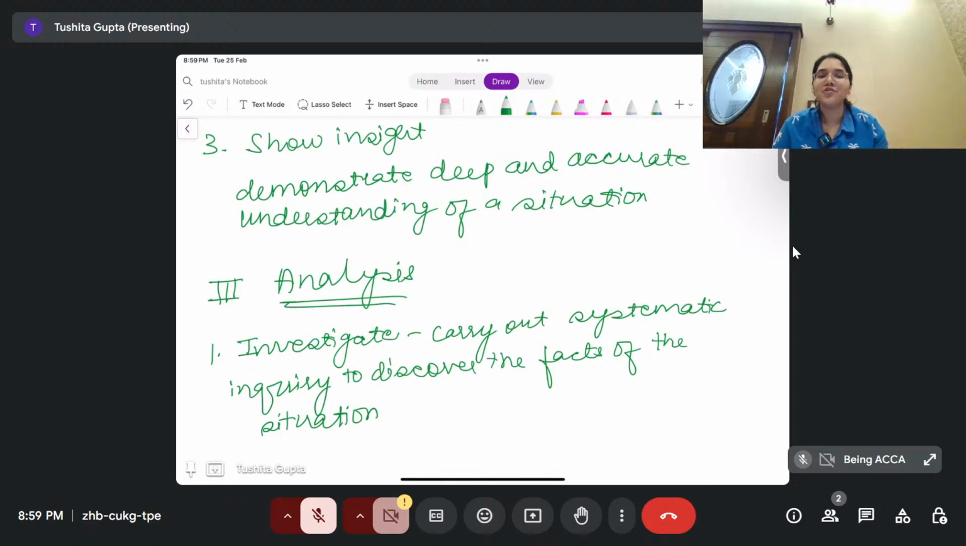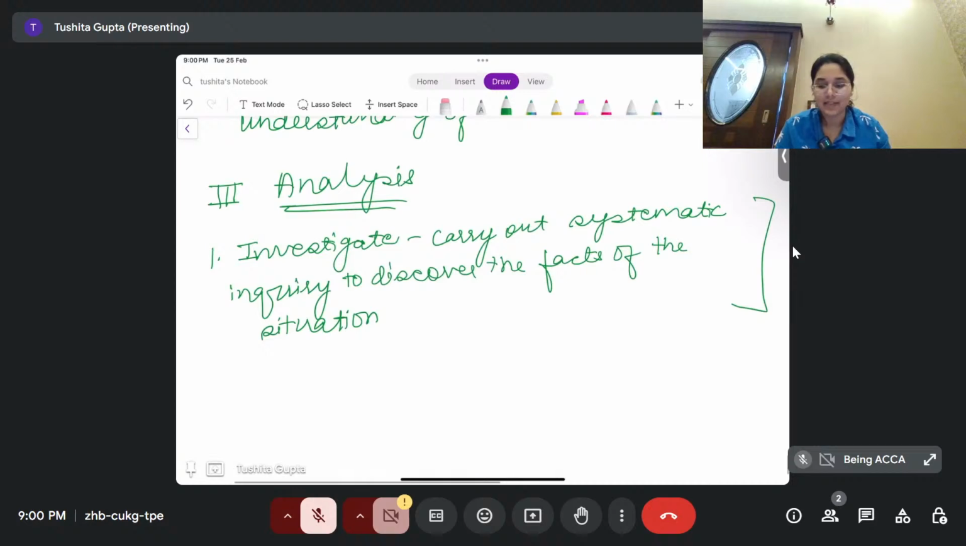So investigation will be to ask for information which is not readily available, which is not being considered by the management. This is a very important skill, and if you demonstrate this in your answer, trust me, you're going to score very nice marks. So this is what you will do as a part of investigate.